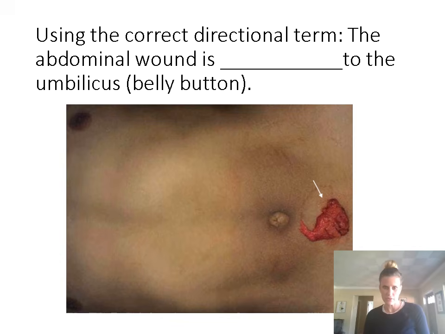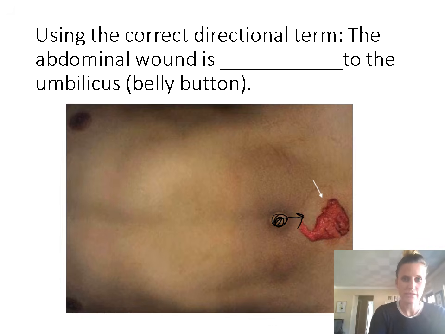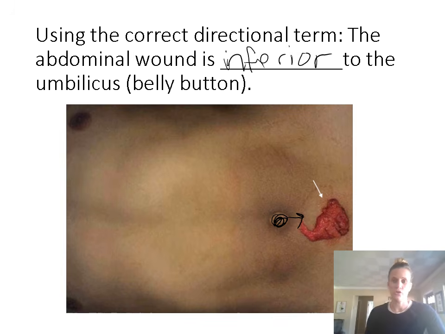Using directional terms. Well, the abdominal wound is blank to the umbilicus. You guys know that the umbilicus or belly button is right here. The abdominal wound is just below the umbilicus. So we talked about this a second ago. What directional term means below? That is inferior. So if you were treating this patient, you would chart it as the patient has an abdominal wound, whatever, 1 centimeter inferior to the umbilicus.